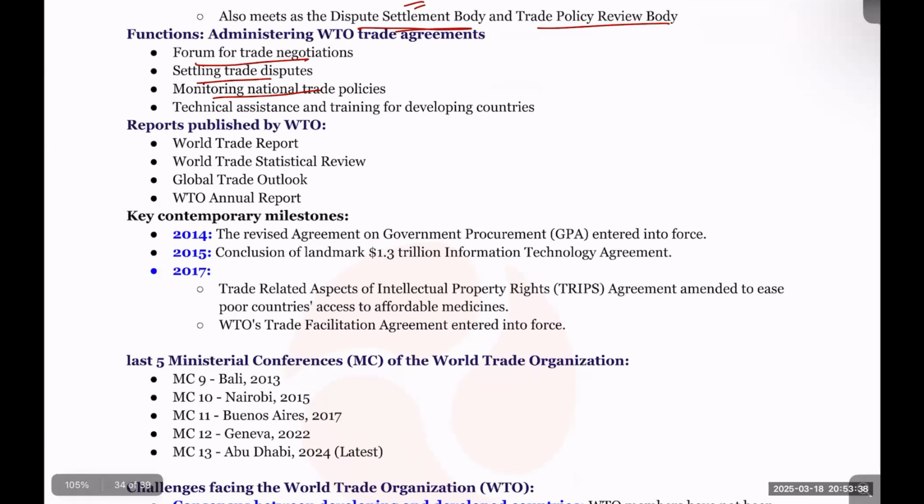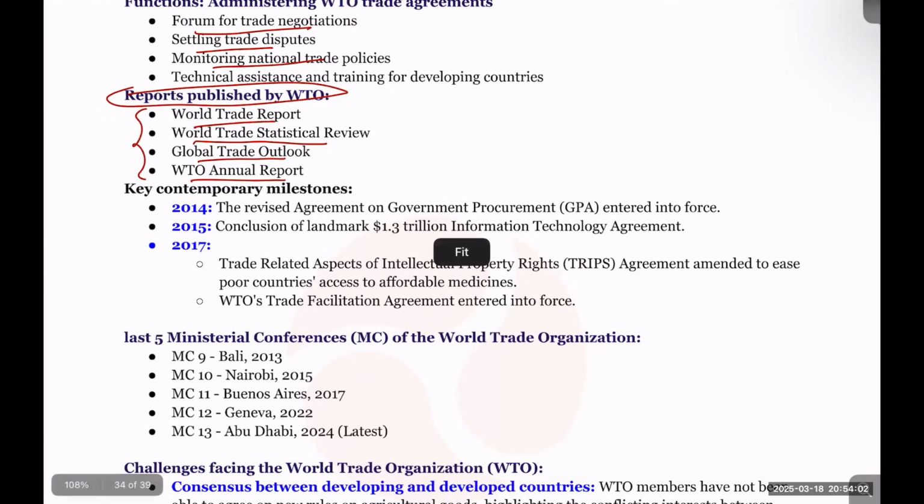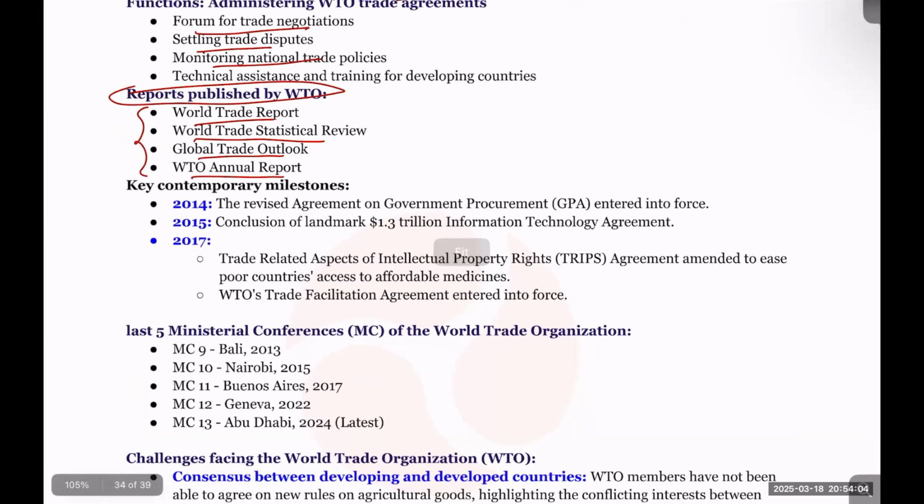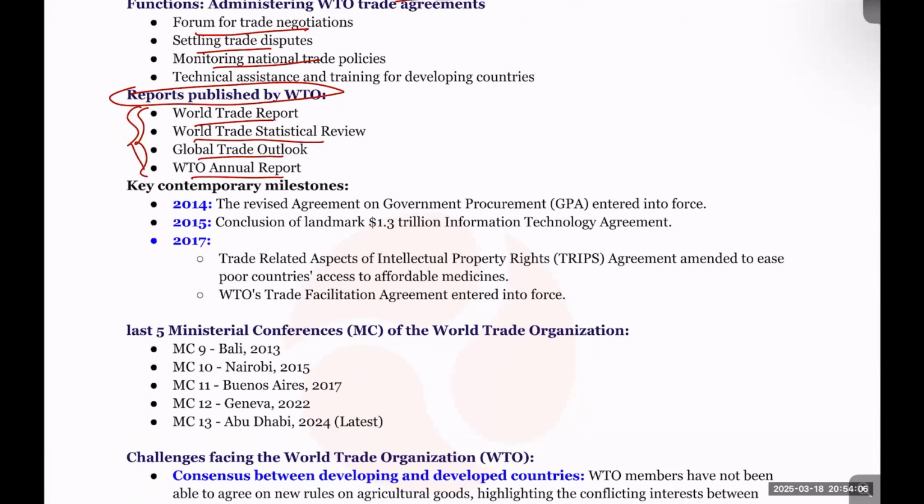These are some of the things the WTO does. What are some of the reports that the WTO launches? World Trade Report, World Trade Statistics, Global Trade Outlook, and the WTO Annual Report. So these are the reports that are launched by the WTO. Sometimes UPSC gives you a report and asks which organization launches this report. So you should remember the reports that are launched by the WTO.